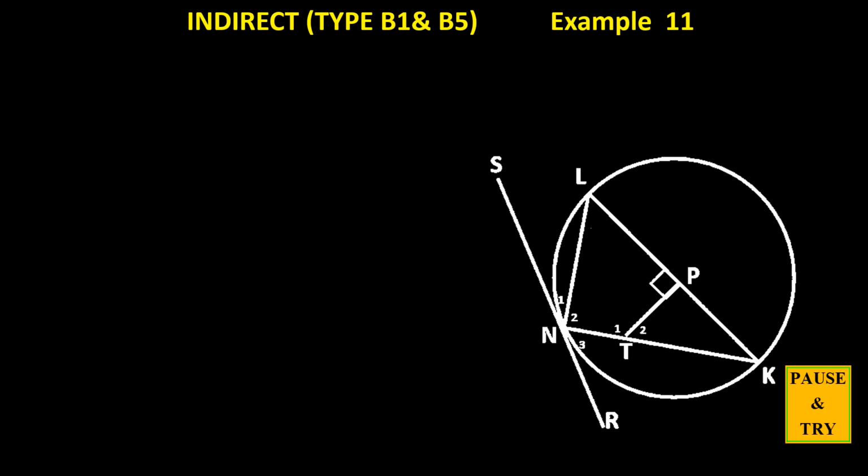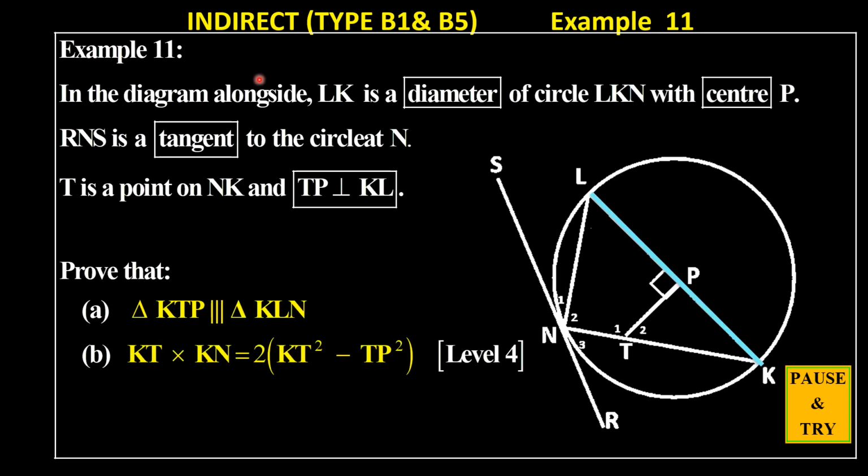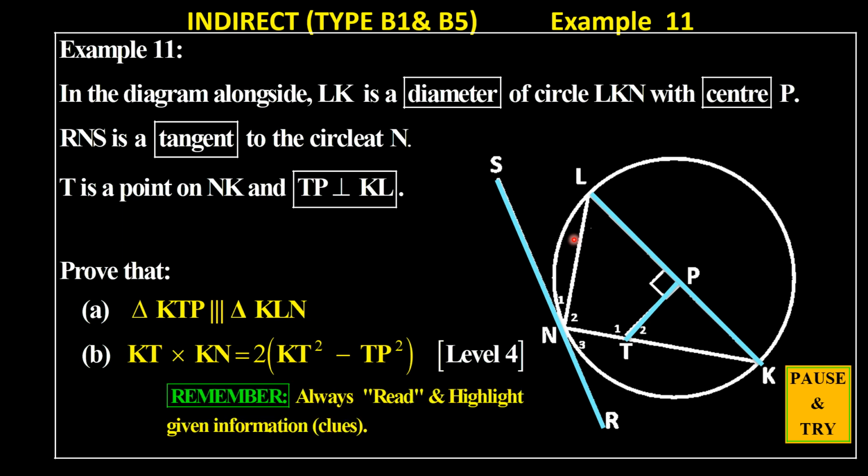Now let's look at our last type of indirect question here, which is the indirect type B5, example number 11. In this diagram alongside here, we've got LK is the diameter, and P is the center of a circle. R and S, that's a tangent, and we also have that TP is perpendicular. So there's the given information.